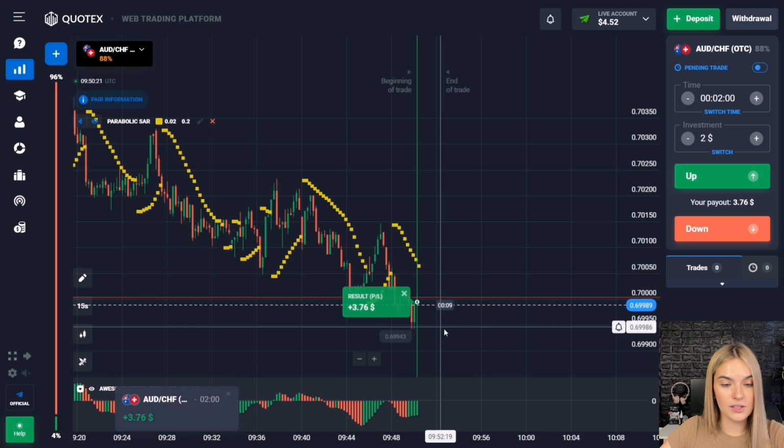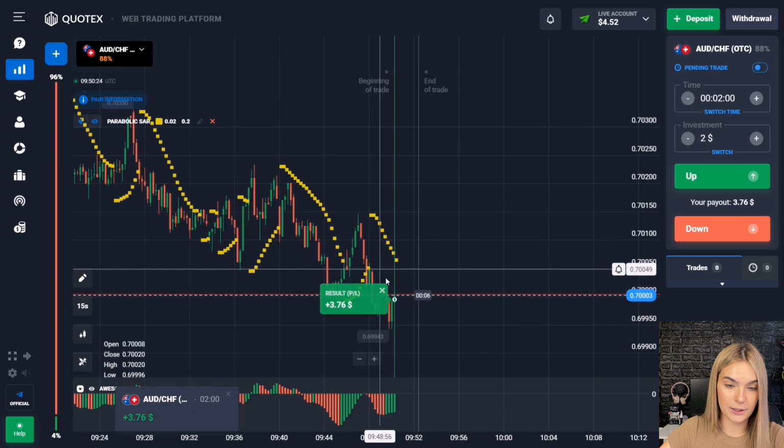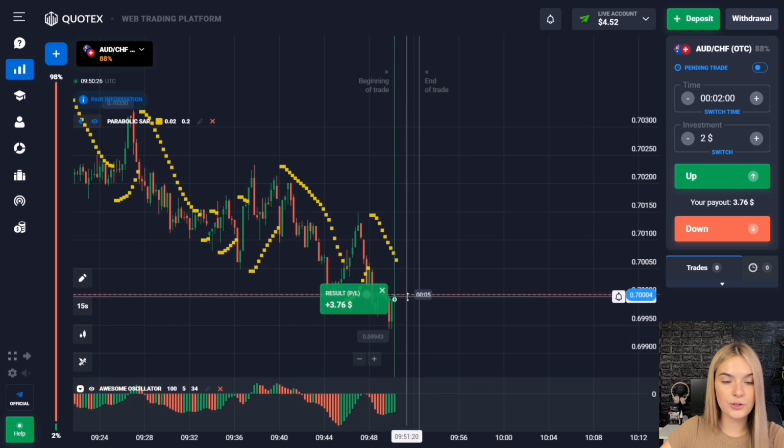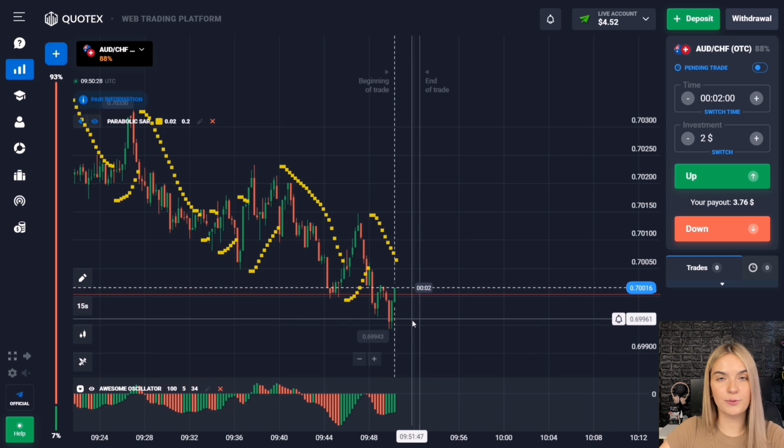Great friends, the price continues downward movement and we are making profit here. This indicator also gave us a good entry point. So far everything is going well. Let's continue considering the following market situation.